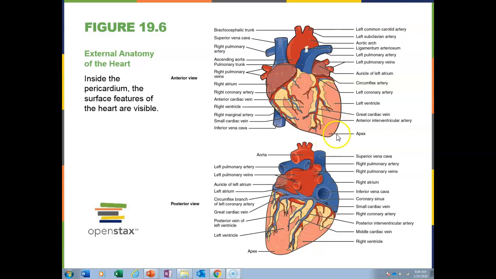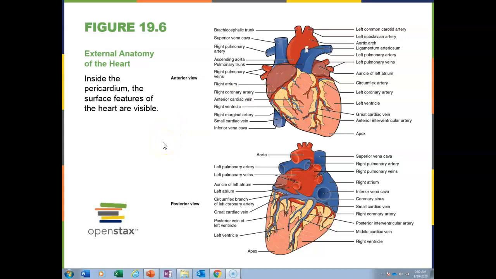And you can see the apex of the left ventricle right here. So the apex is always found by the left ventricle. Blood moves out from the left ventricle through this ascending aorta, and then it moves out from the aorta to multiple systemic arteries. And so here we can see a brachiocephalic trunk, a left common carotid artery, and a left subclavian artery. Another structure you can see on the anterior view is this structure called the ligamentum arteriosum.